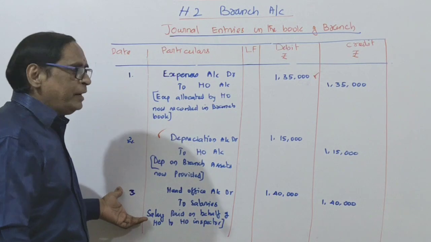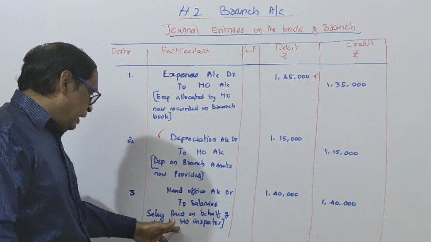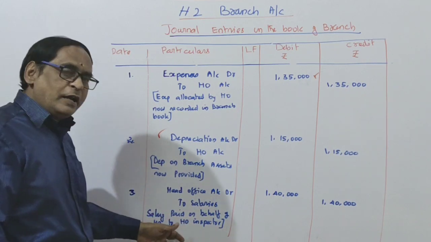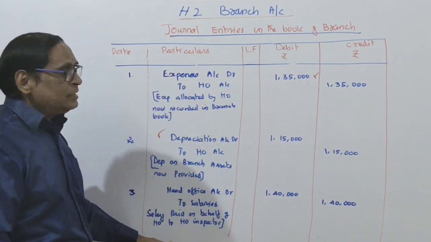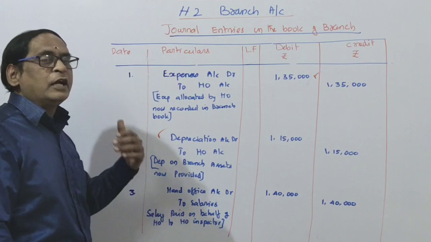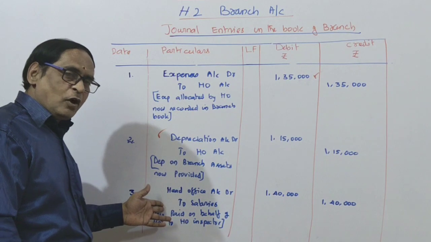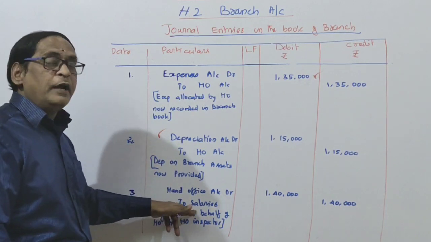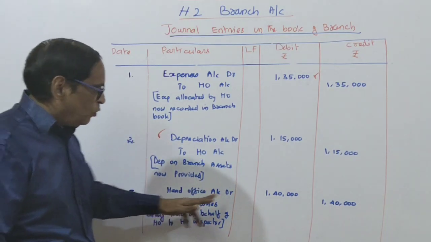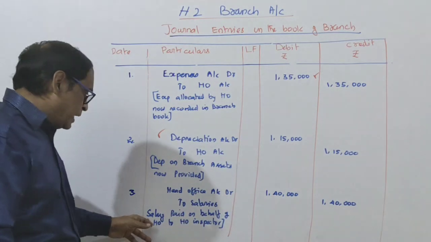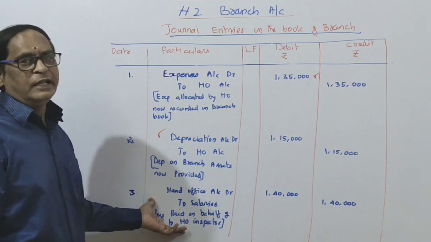Okay. And then point number 3, salary. Actually, salary was paid to the head office inspector, but it has been recorded in the salaries account. So we have to rectify the entry. In branch books, the salary account was debited already. So we have to reverse that salary account. If we reverse it, we have to credit the salary account. So head office should be debited, because we have paid for head office. So head office account debit to salaries, 1,40,000. Salary paid on behalf of head office to head office inspector. This is the rectification entry.